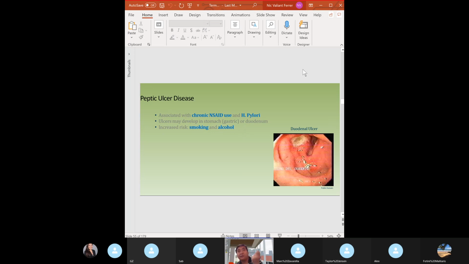Now, another tie-in with your H. pylori, peptic ulcer disease. So either H. pylori or what? Chronic NSAID use. Now, NSAID, mechanism of action. What's the mechanism of action of your NSAID? COX-2 inhibitors, exactly, right? So what if I inhibit COX-2? What happens to the pathway, right?